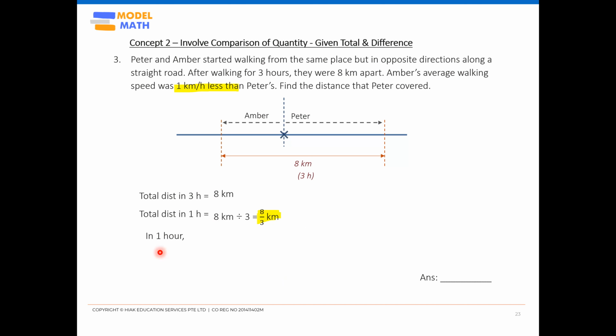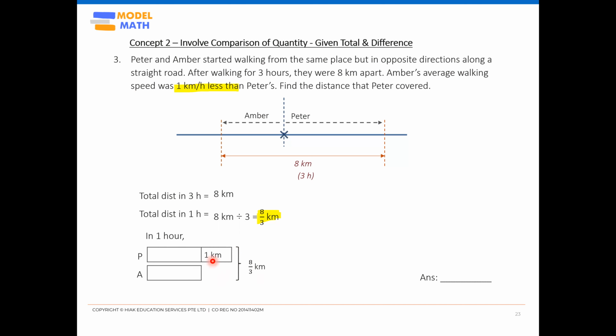We define it as in 1 hour, so must write this out. In 1 hour, who has covered more distance? Obviously, what we know is Peter, because Peter walked at a faster speed. So in the same 1 hour as Amber, he will be able to cover more. How much more in the 1 hour? 1 km more than Amber in the same 1 hour. And together in 1 hour, we know that they can work together to cover 8 over 3 kilometers.